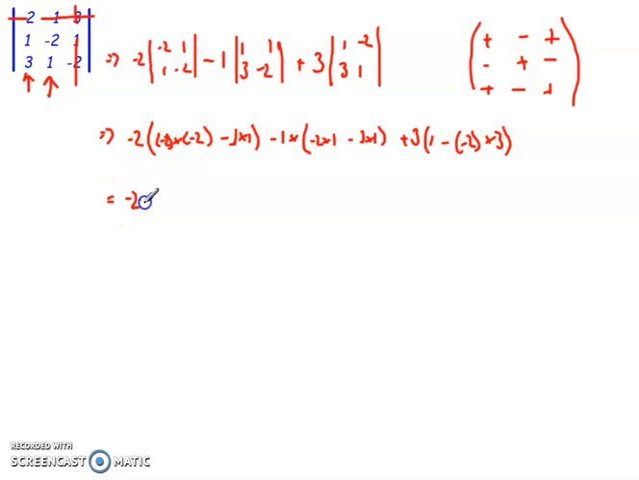So I've got -2 times, well, that's -2 times -2, so that's 4 minus 1, so that's times 3. I've then got -1 times, so I've got -2, take away 3, so it's times -5. Then got +3 times 1 minus -6, 1 plus 6, so that's a 7. So what I end up with is -6 plus 5 plus 21. So I get a determinant of 20. So there you go. Calculations for that one. Gets me that determinant.